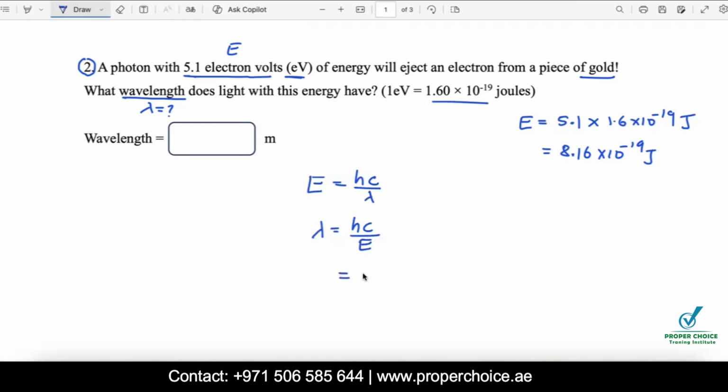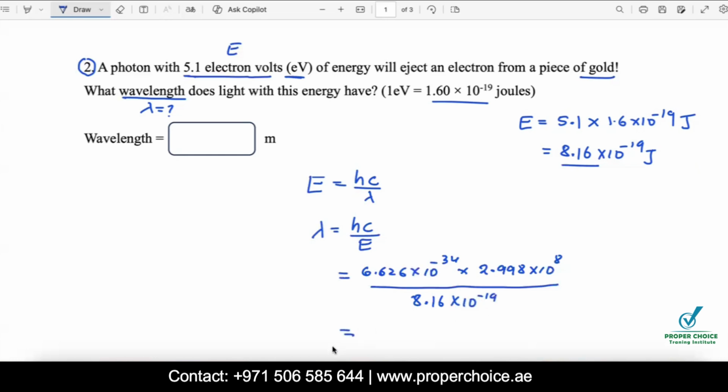What is the Planck's constant? 6.626, as I told you, it's given, into 10 to the power negative 34 joule second. I'm not writing the units, let me just put the values. Speed of light is 2.998 into 10 to the power 8, divided by what is the energy we got? Energy is 8.16 into 10 to the power negative 19.